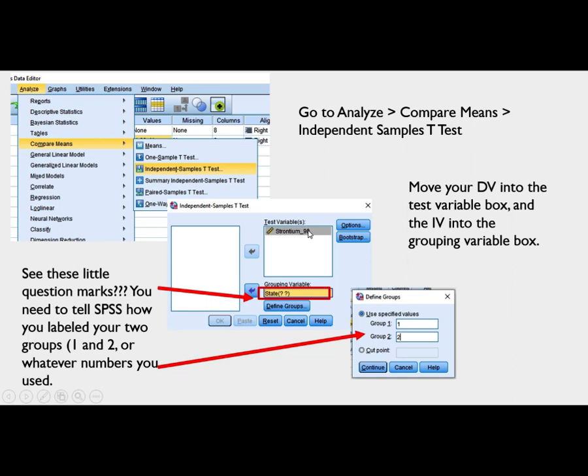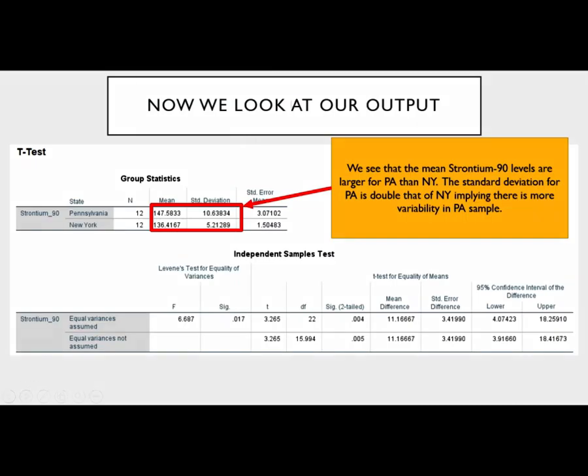I bring my dependent variable over, and then I bring my grouping variable here, and we get these little question marks. And then here you click Define Groups, and it brings this up. I could have said 0 and 1, but I said 1 and 2. So I just said Group 1 is 1 and Group 2 is 2. I hit Continue, I hit OK, and it gets us our output.